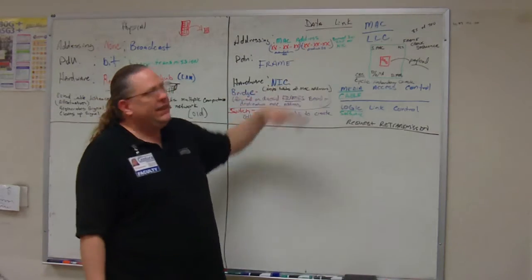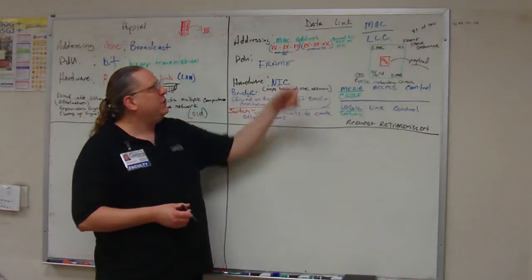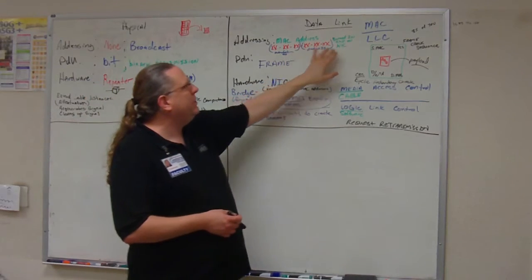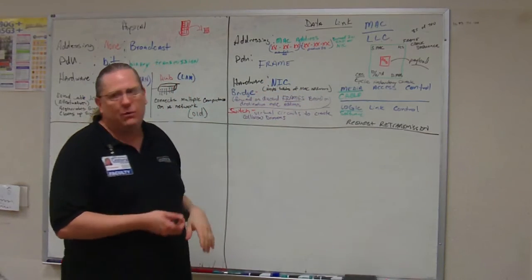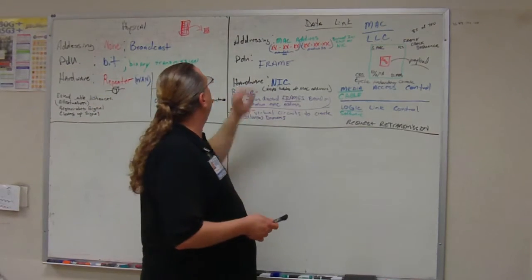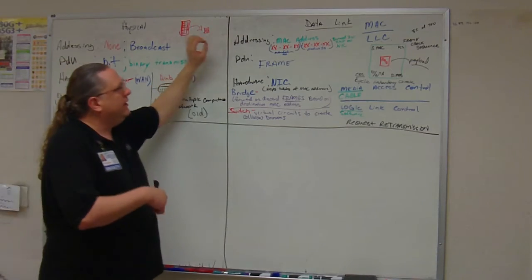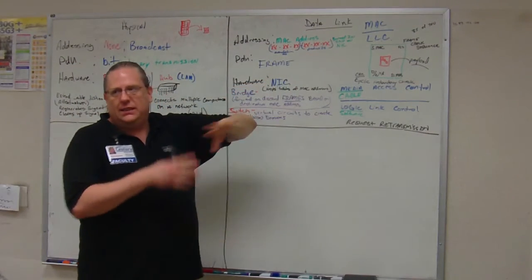All right, so the data link layer is the second layer of the OSI model. The addressing here is called the MAC address. This is a hexadecimal number burned into a chip on the NIC card, our network interface card. When we take a piece of data, it is chopped up into millions of pieces, and then the information is added to that one piece and sent down the wire.